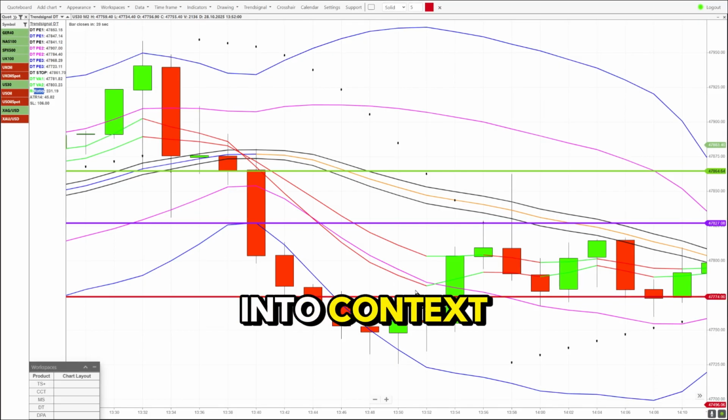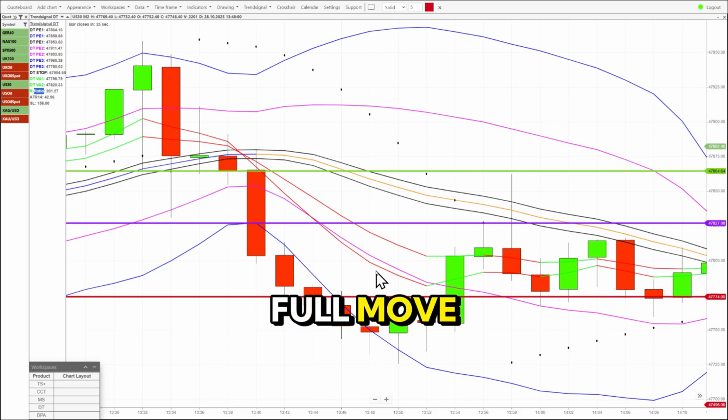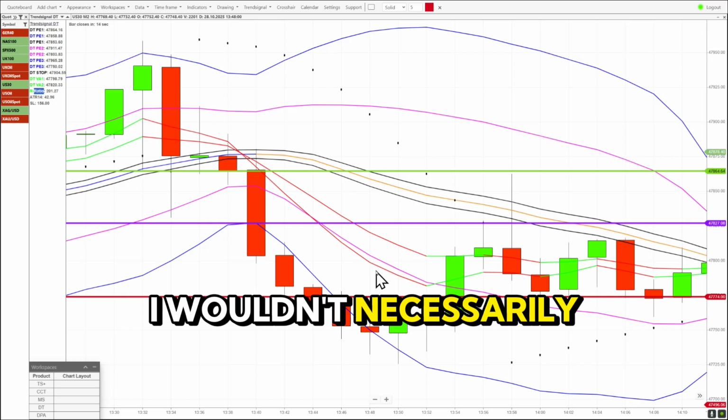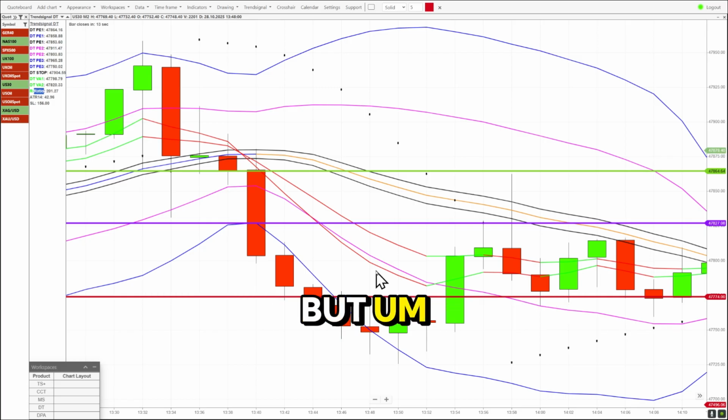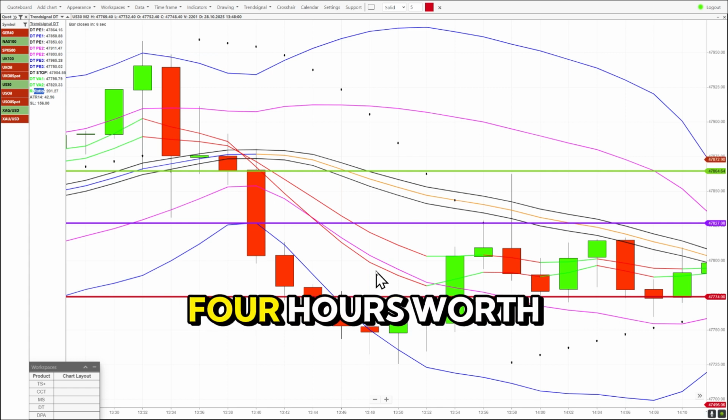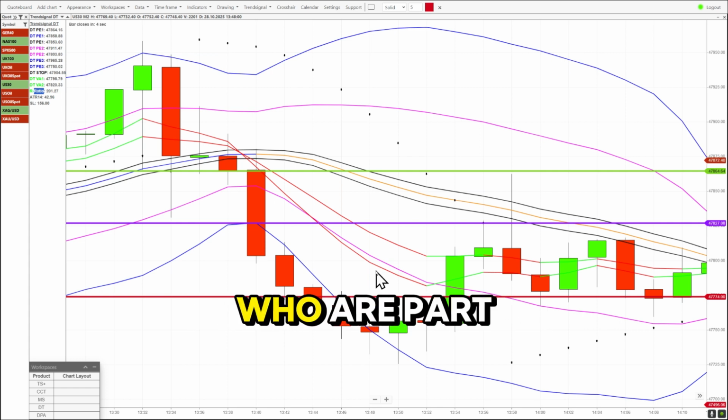To put this into context, 139, let's call it 100 because you never take the full move. 100 pips, pound per pip, is 100 quid in the best part of about 15 minutes. £2 per pip, £200. You can do this all day. I wouldn't necessarily recommend it, but there are really two time slots we look at. For the US markets, we look at the afternoon and the evening. We do about 4 hours worth of live trading for our clients who are part of the system.